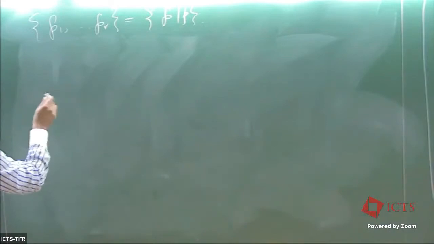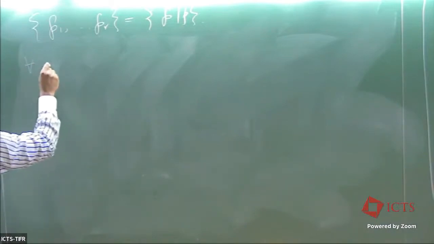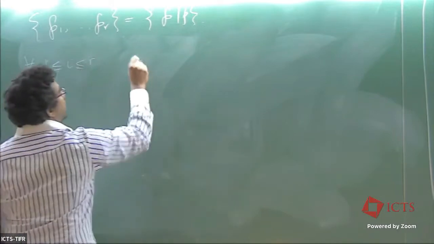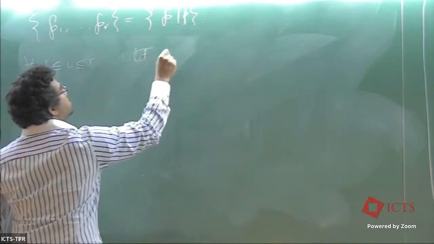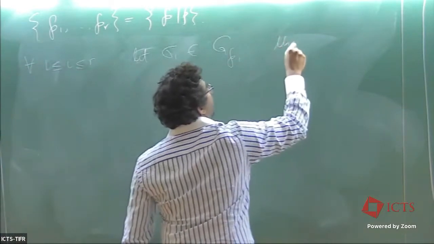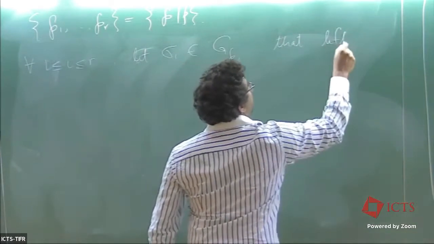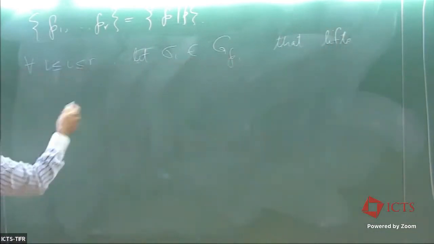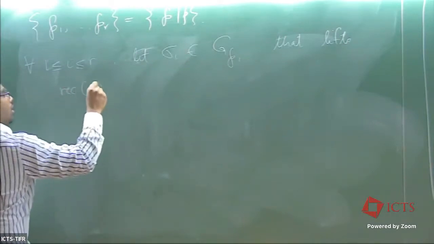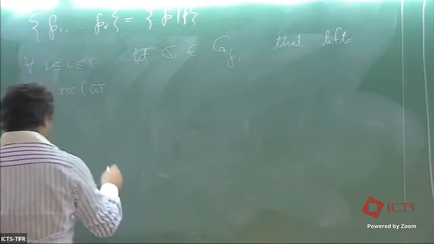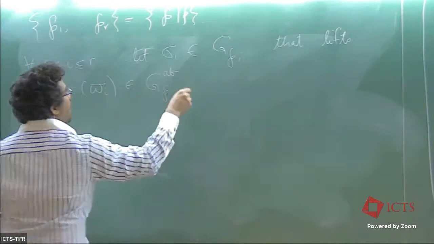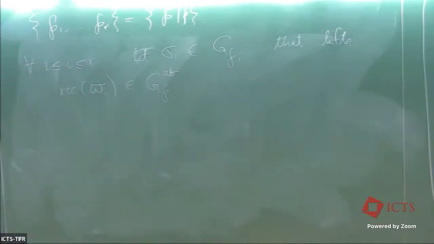Then for all i between 1 and r, let sigma_i be an element in G_i that lifts whatever the uniformizer is inside G_{P_i}^ab. So these are the things I fix.